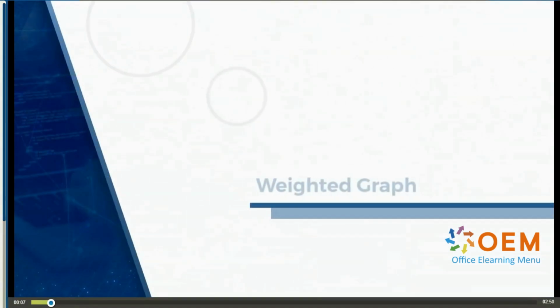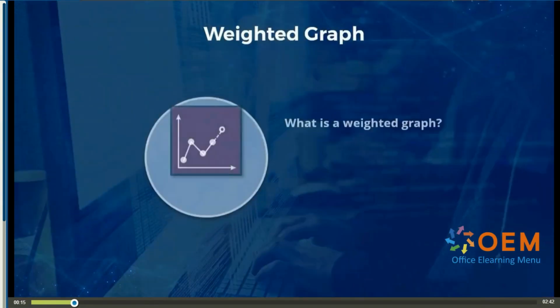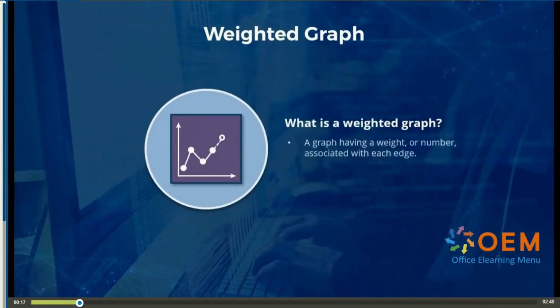All of the graph examples that we've seen so far are unweighted graphs. It's also possible for a graph to be weighted. So, what is a weighted graph? A weighted graph has a weight or a number associated with every edge in the graph. Now, these weights are generally positive, but it's also okay for these weights to be negative. The weight associated with each edge represents some kind of value associated with that relationship.